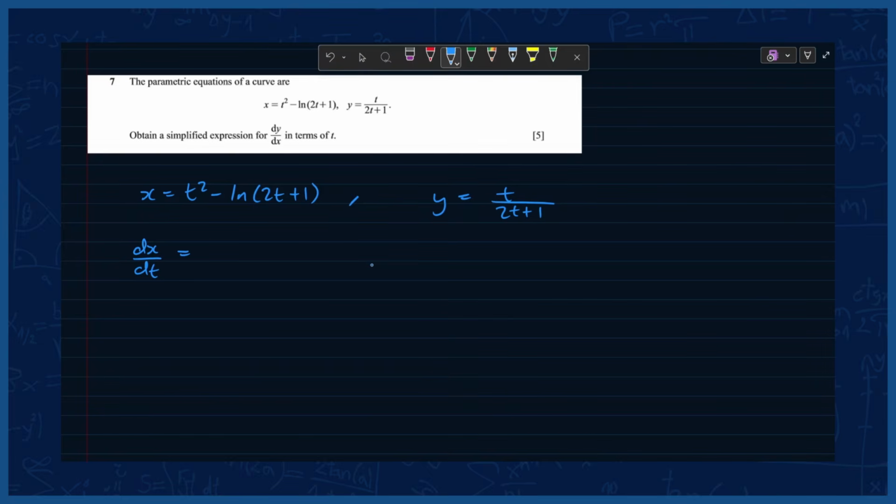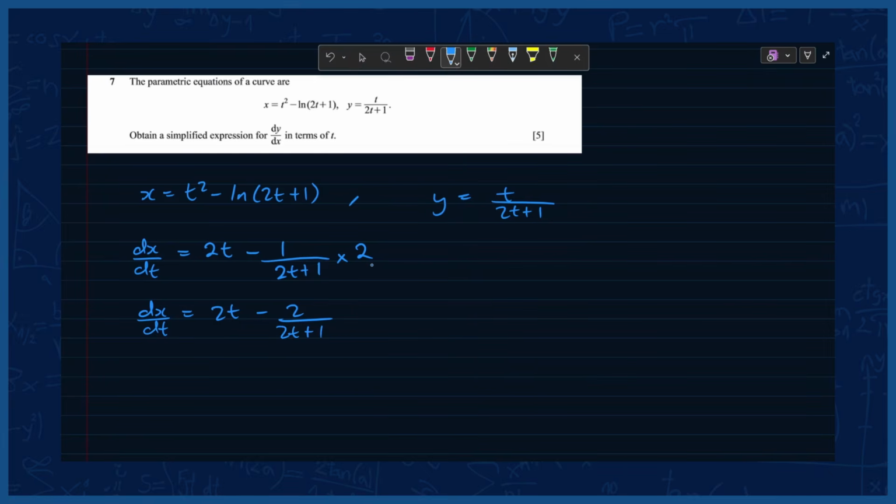So differentiate the t squared, you get 2t, and then I've got minus, differentiate the ln, so it's 1 over the bracket, so 1 over 2t plus 1, and this is being multiplied by, differentiate the bracket, so differentiate 2t plus 1, you get a 2. Okay, so we have that dx dt is equal to 2t minus 2 over 2t plus 1.